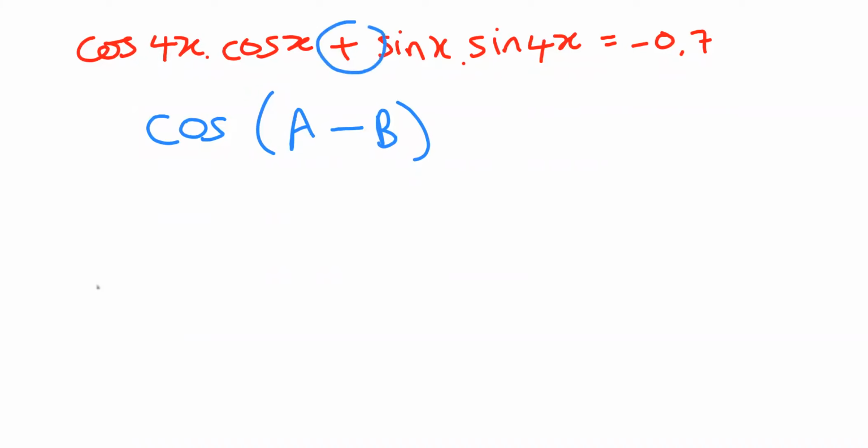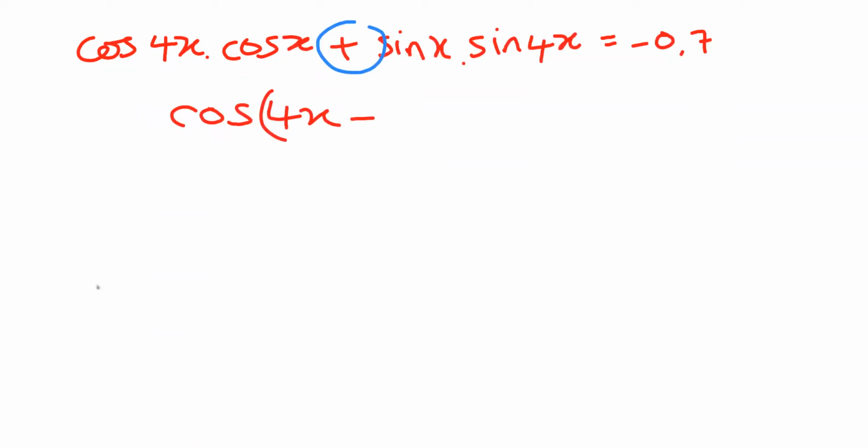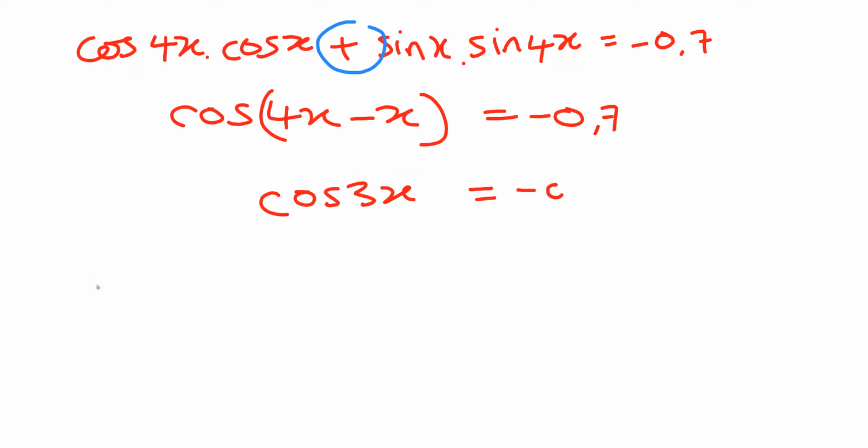Remember, for cos, the sign will change. So the plus becomes the minus in the shortened version. So here, I'm going to say cos of 4x minus x, which is then just equal to cos of 3x. And we need to solve for x in this case.